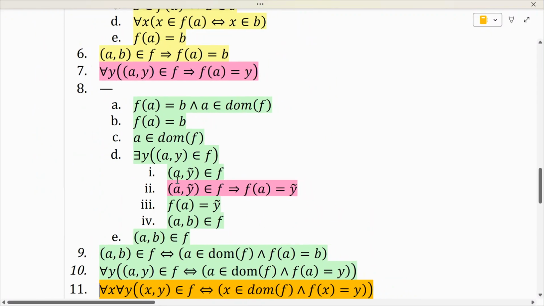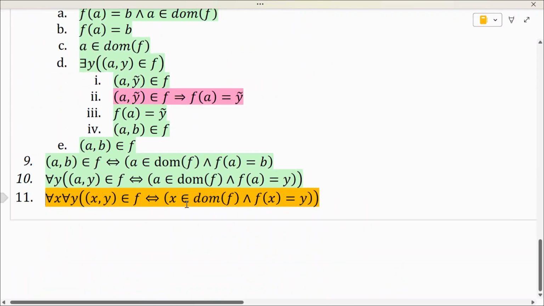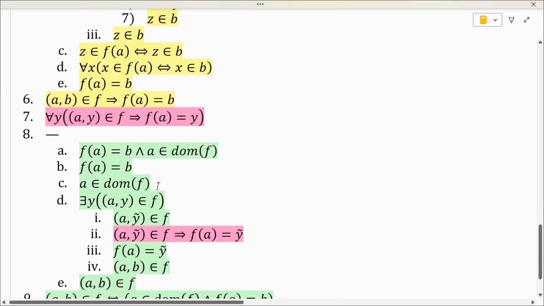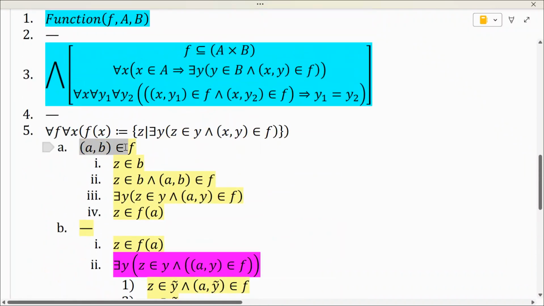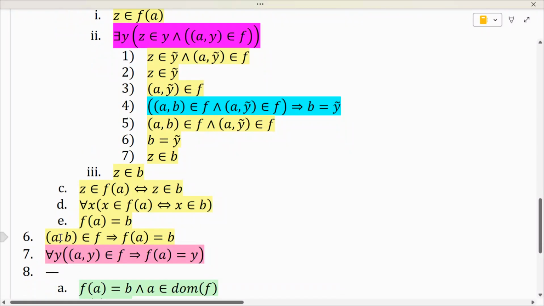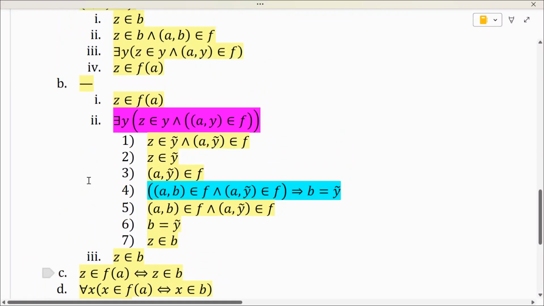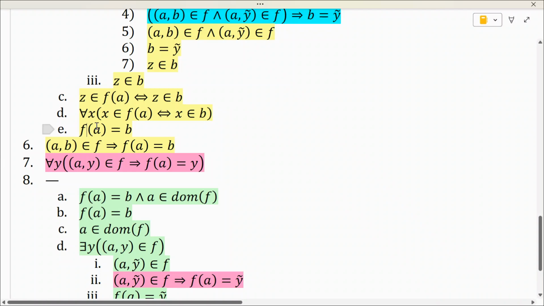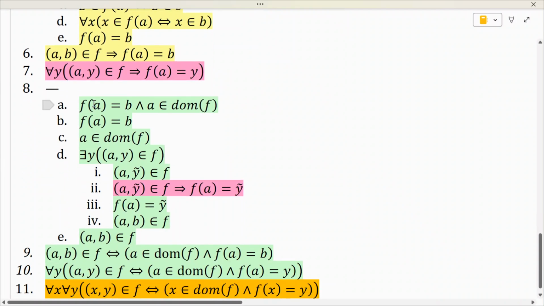This is an if and only if proof. So here's the first sort of thing. We are trying to jump from here to there, from line A to line E. And then later we're jumping from line A to line E, from 8A to 8E.